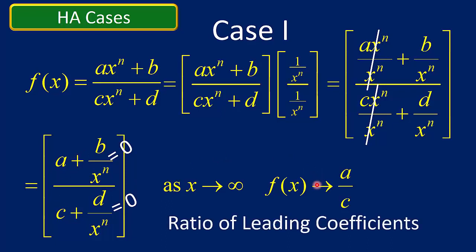So here's case 1. If the degree of the top and the degree of the bottom are the same, the horizontal asymptote is the ratio of the leading coefficients. In this case, it's a over c.